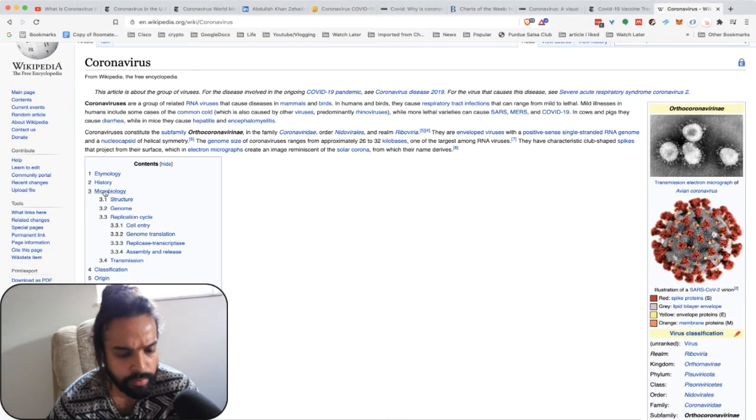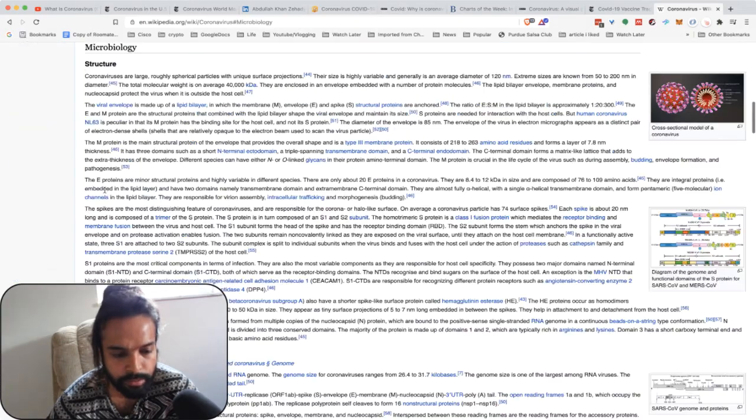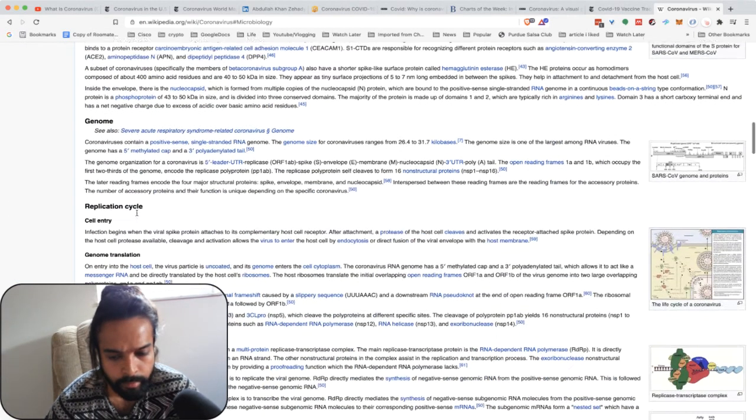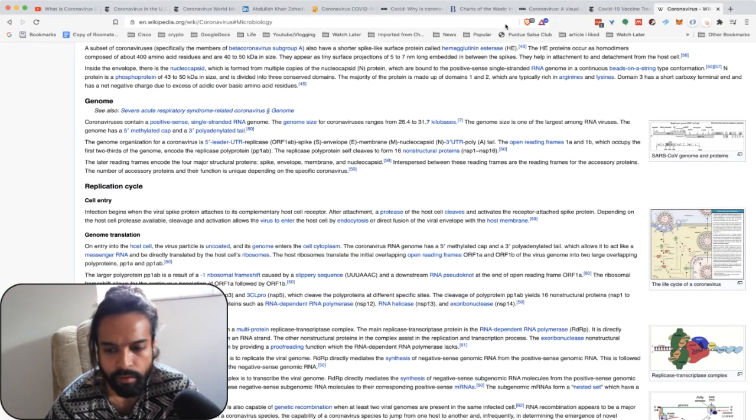So whoever is interested, they can also go into the details. Maybe I would like to read it again. So that's the coronavirus Wikipedia page. Now I would jump into where I get my coronavirus news.